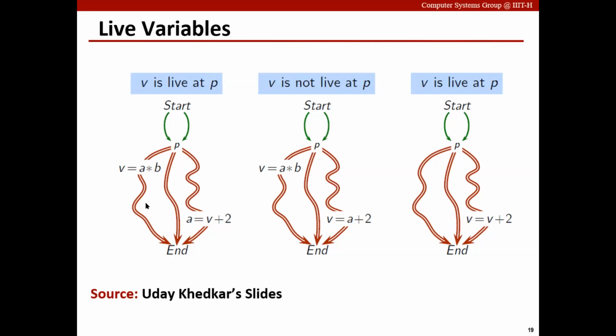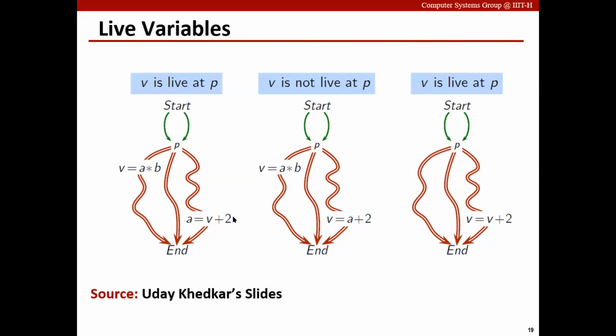For example, here you can see there are three paths starting from program point P to the end program point, and along the middle path, the variable V is neither on the LHS nor on the RHS. So it doesn't matter. On the leftmost path, you can see the variable is occurring, but it is occurring on the left hand side. So it doesn't contribute to the liveness of the variable V at the program point P.